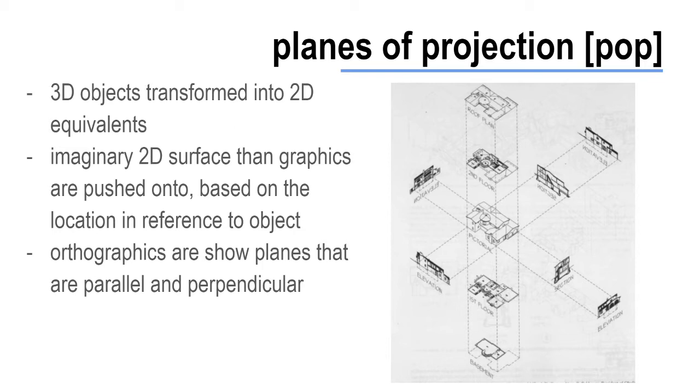Now, if we're speaking of orthographics, the sides of our object are parallel to those planes of projection. So when I'm looking at a floor plan, I'm looking directly down on that building. Or when I'm looking at an elevation, I'm looking directly at one of the sides. So the drawing itself is parallel to the object or to the plane of projection.